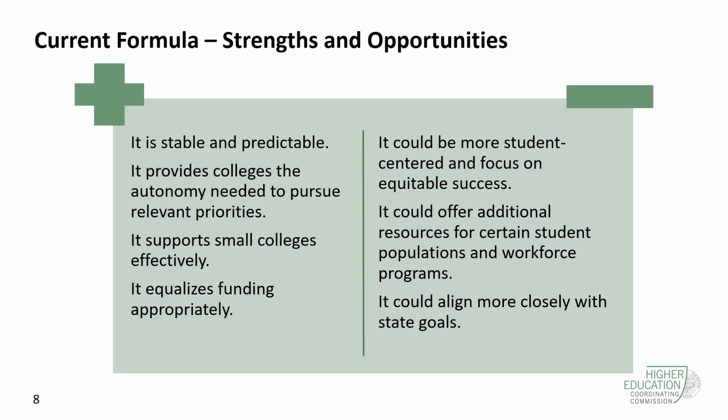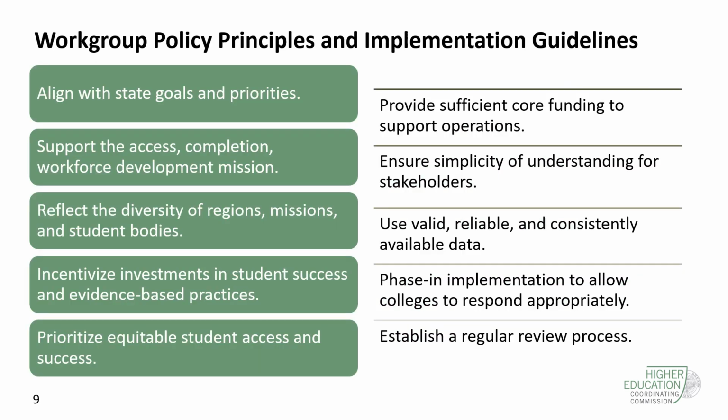But there are opportunities for improvement. Of course, the current formula could be more student-centered. It could focus on equitable success. And then, of course, what does that look like is part of the conversation the work group had. It could offer additional resources for certain student populations and workforce programs, and it could also align more closely with state goals. All things that we thought we could improve upon.